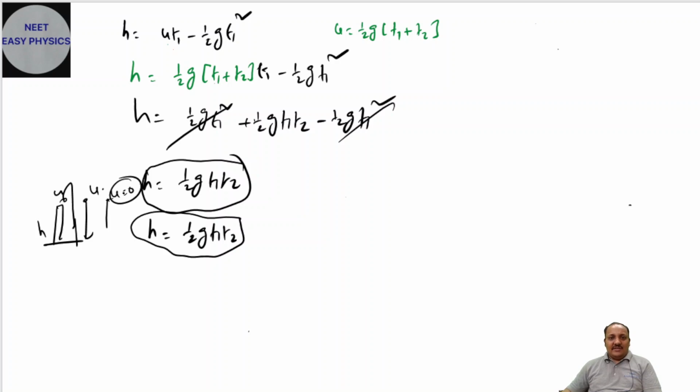Dropped means initial velocity. In this case, we will take zero. In this case also, you got the same equation for h. So this is 1 plus 1 offer. If you prepare one concept, another concept also you are going to get.